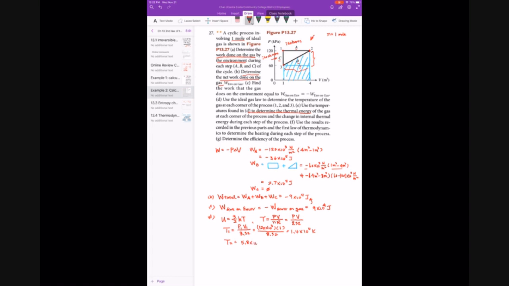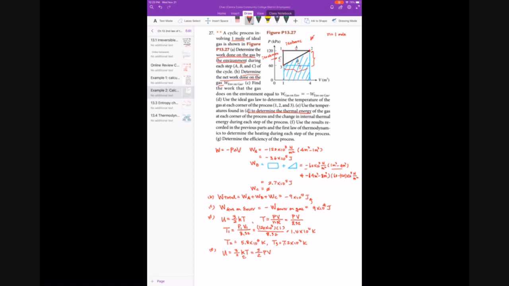T2 is going to be 5.8 times 10 to the 4th. T3 is going to be 7.2 times 10 to the 3 Kelvin. And that is the temperature for each one of the states. Now, how do we calculate the thermal energy? Well, the thermal energy, you can have 3 over 2 kT by using the T that you got previously. k is the Boltzmann constant. Another way you can do this is that you can also use 3 over 2 P times V as well. So either way is fine.